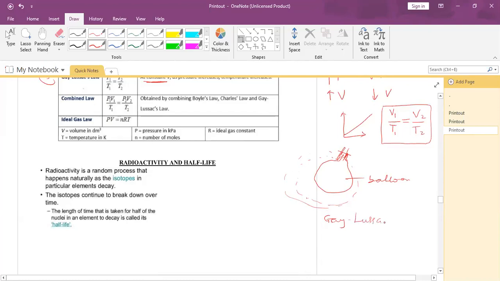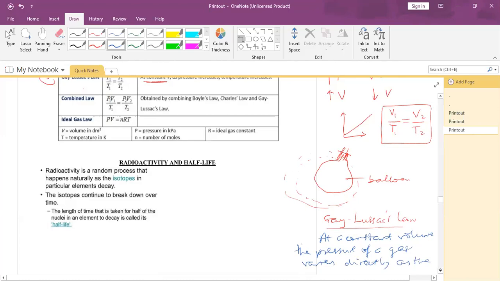Gay-Lussac. So that one says that at a constant volume, the pressure of a gas varies, again, directly as the temperature.